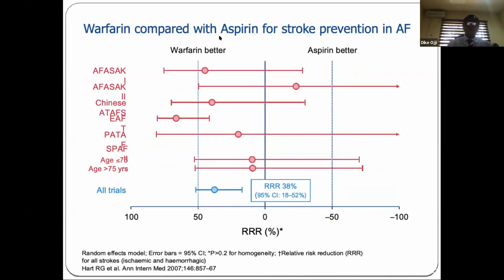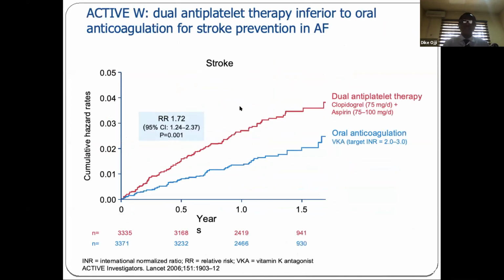When warfarin was compared to aspirin, which is one of the studies that actually nailed that out, we found that warfarin was far, far better than aspirin in preventing stroke in atrial fibrillation patients. What of dual antiplatelet therapy? This was one of the questions that they were asked. It's also been found that compared to the VKAs or the traditional anticoagulants, the dual antiplatelets are not better in terms of reducing the risk of stroke.